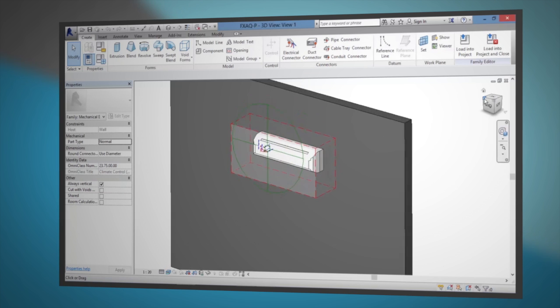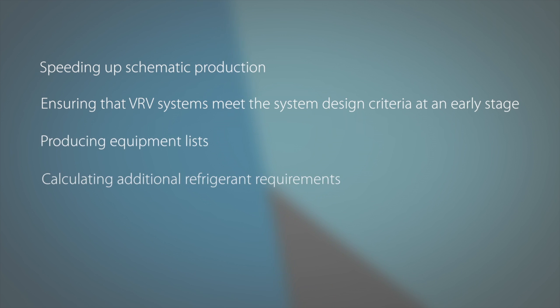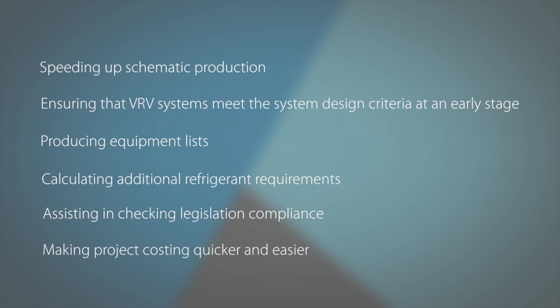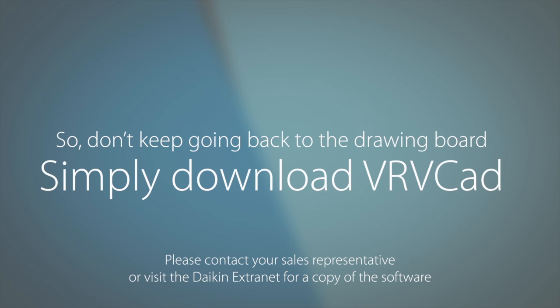So for 2D and 3D building design, VRVCad can aid you in VRV system design by speeding up the schematic production, ensuring that VRV systems meet the system design criteria at an early stage, producing equipment lists, and calculating additional refrigerant requirements, and assisting in checking legislation compliance and making project costing quicker and easier. So don't go back to the drawing board, simply download VRVCad.